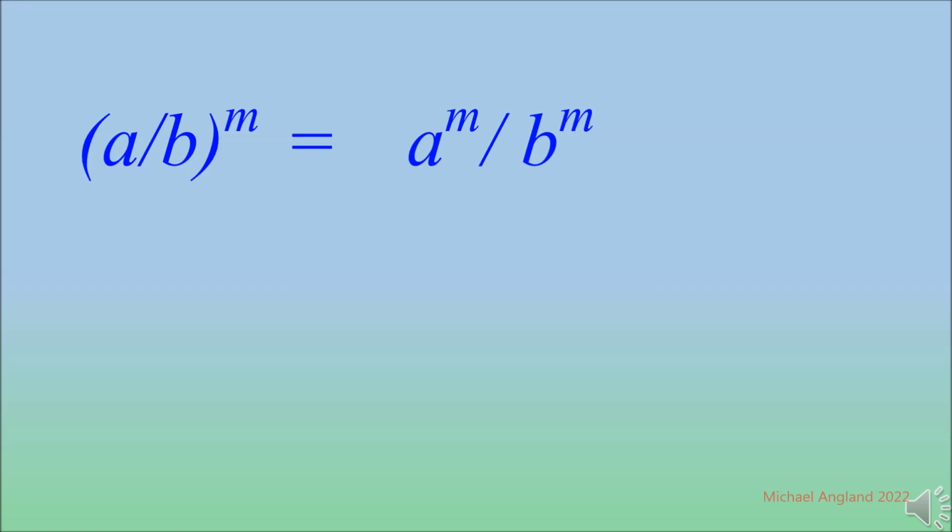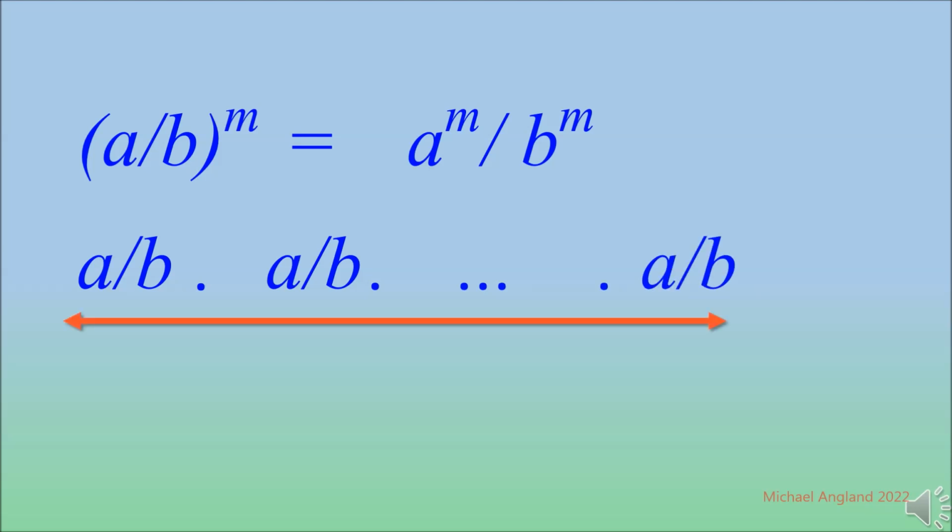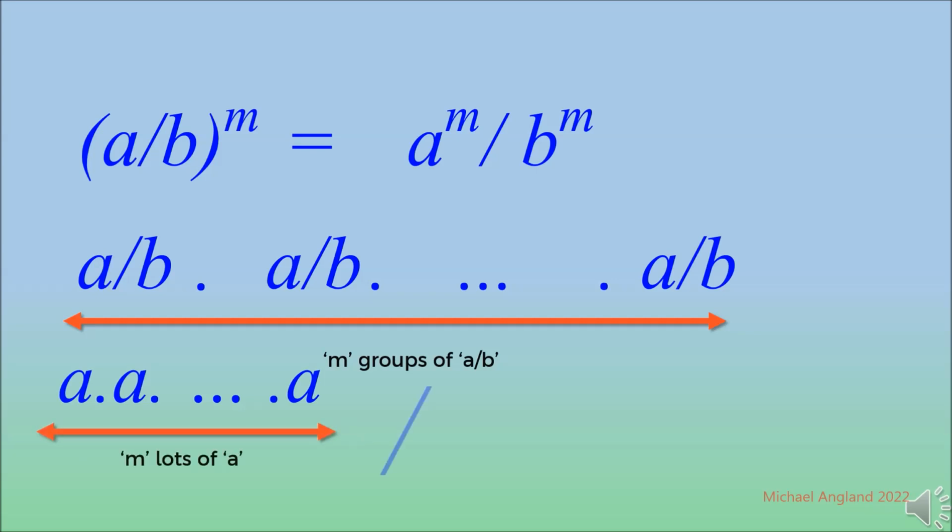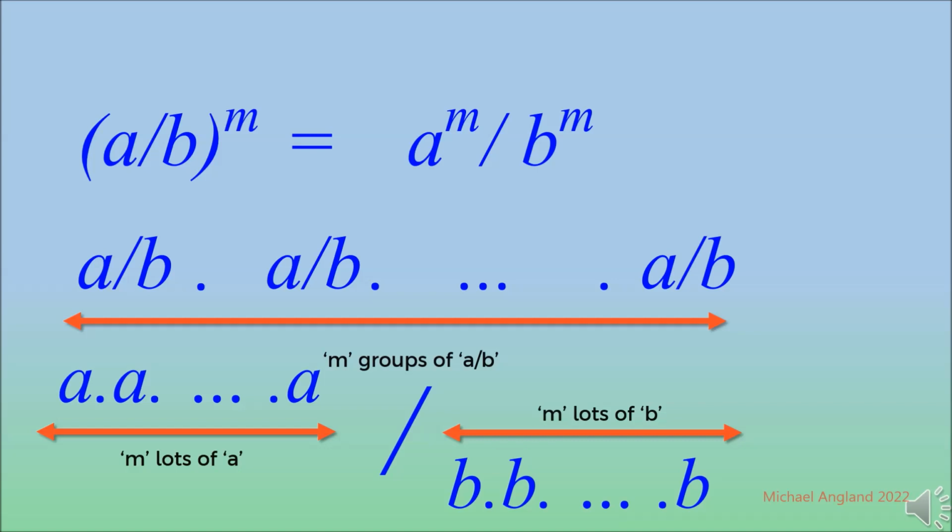Well, that's a over b to the power of m. So that's a over b multiplied by itself m times. So m groups of a over b. Now, what we can do is we can simply gather the numerators together. So that's a, m lots of a, all over b, m lots of b. So we have a to the m in the numerator over b to the m in the denominator.